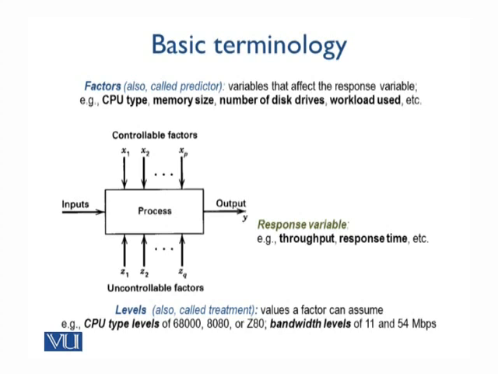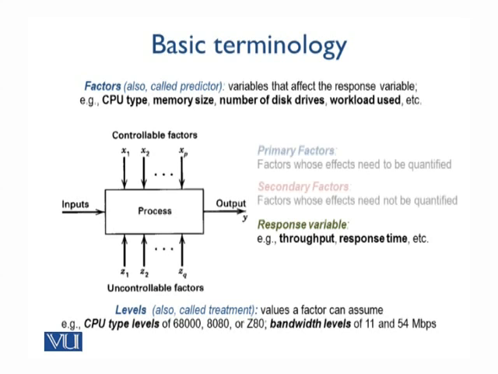Also, we've discussed example of the bandwidth. So 11 megabits per second, 54 megabits per second can be taken as the different levels for the factor of bandwidth. Also, we usually make a distinction while talking about factors of a primary factor and also a secondary factor, because typically we do not want to study everything that affects the response variable. You are interested in studying a few things.